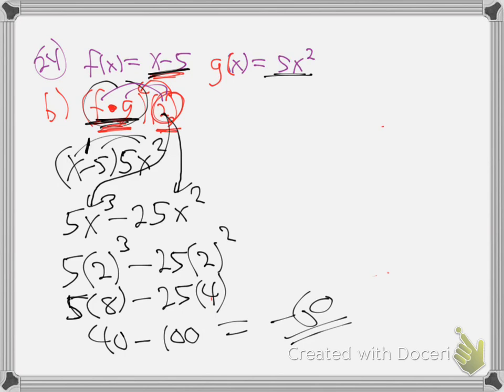Let me do that. Plug a 2 in there. Let me use a different color for emphasis here. Plug a 2 in there. Plug a 2 in there. There. So what do you get? 2 minus 5 multiplied by 5 times 2 squared. See what I'm doing?